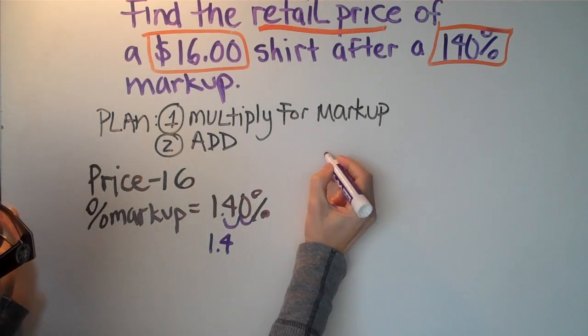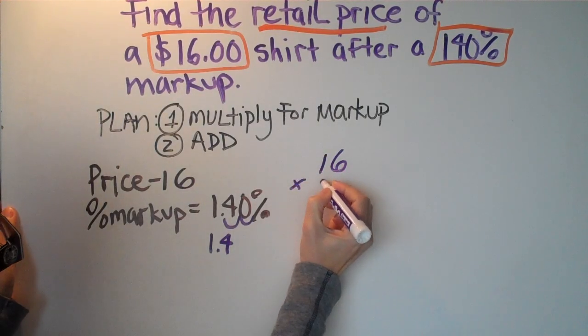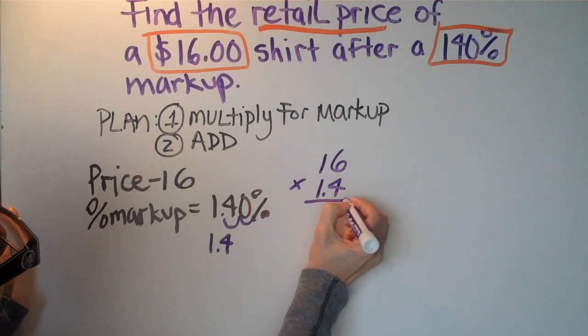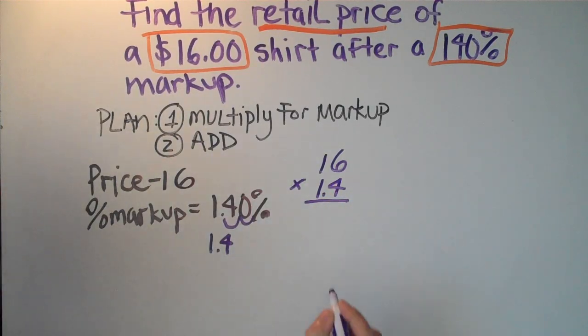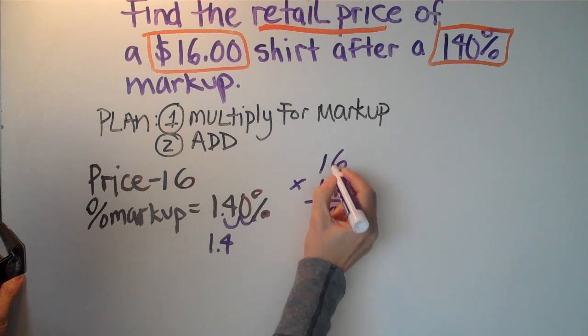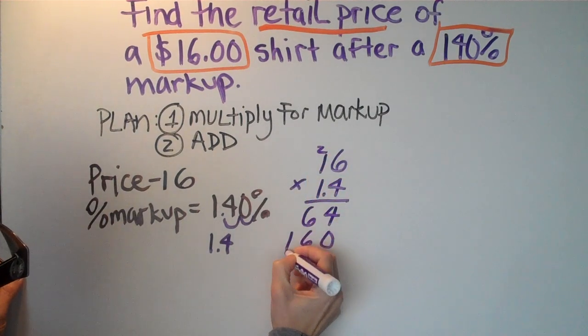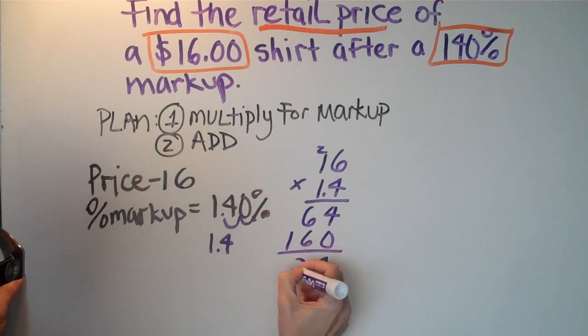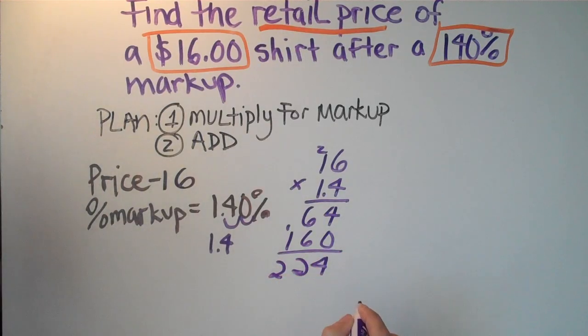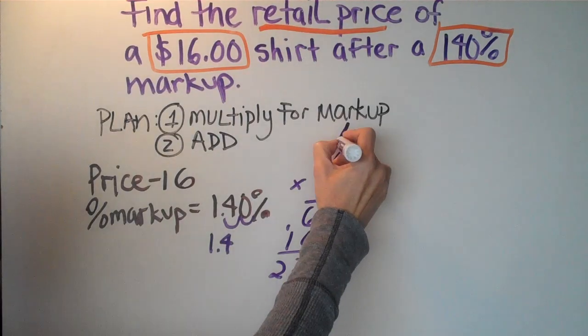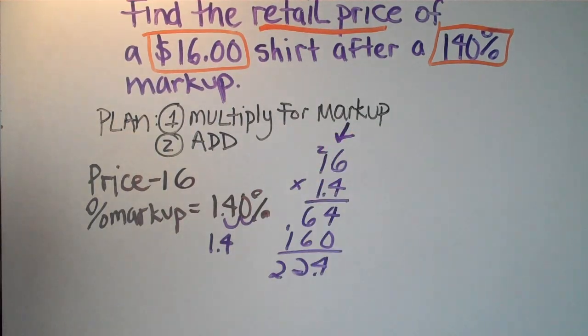Okay, so then we're going to take 16 times 1.4, and we're going to do that multiplication here. 4 times 6 is 24, carry the 2, that's 4 and 6... then 1 times 16 is 16, and we have 1 decimal place over. So we have 22.4. 22.4 is actually just our markup. That's what we did in that first step. We found just the markup.